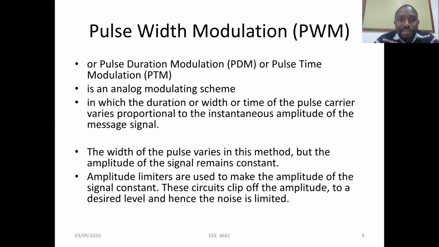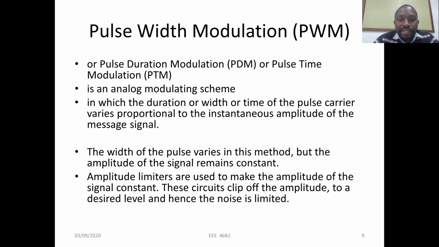Emanating from these weaknesses of PAM, we can now look at other pulse modulation schemes such as pulse width modulation, also called pulse duration modulation. It's also an analog modulating scheme in which the duration or width of the pulse carrier is varied in accordance with the message signal. So you keep the amplitude constant, but you are varying the width of the carrier. So the width of this carrier will be varied while the amplitude of the signal remains constant.